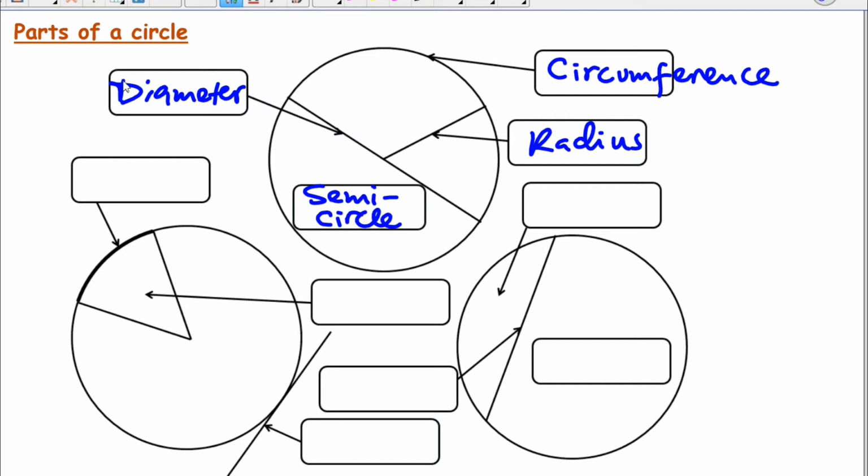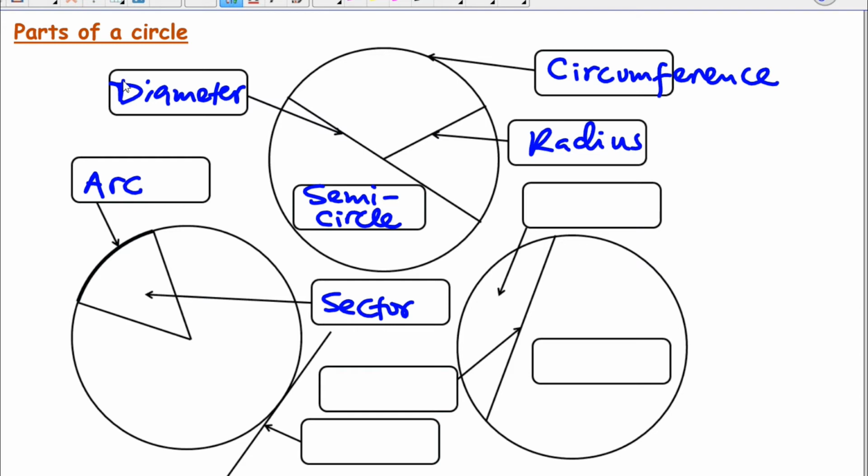We also have a portion of a circle, a portion of the circumference, which is called an arc. And a portion of the circle itself, we call it a sector. It's just a fraction of a whole circle.